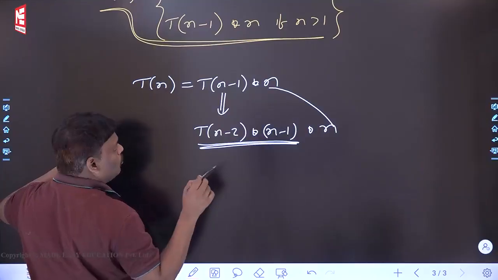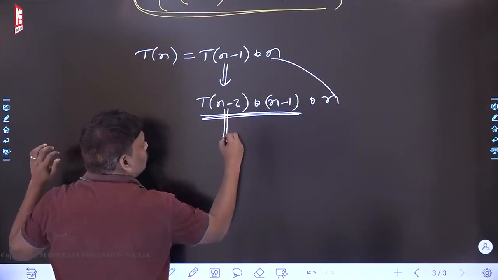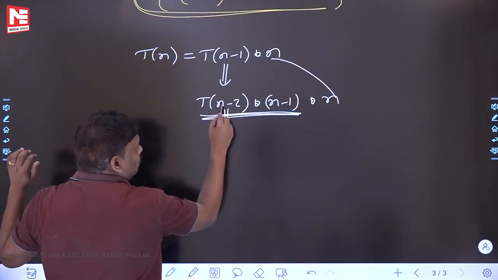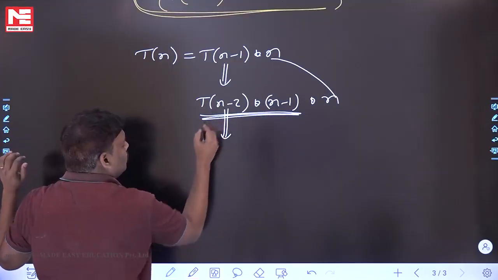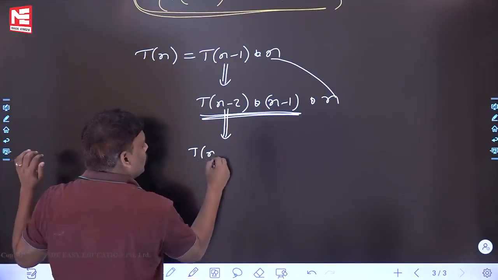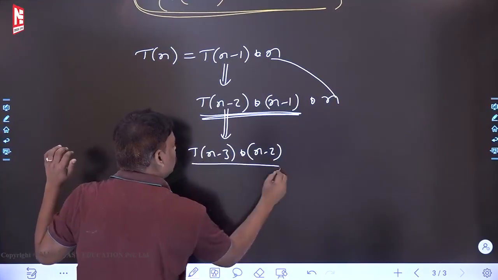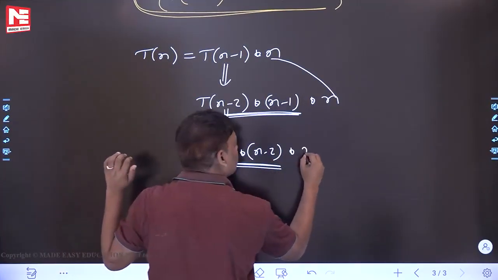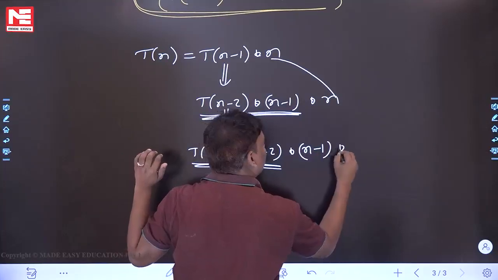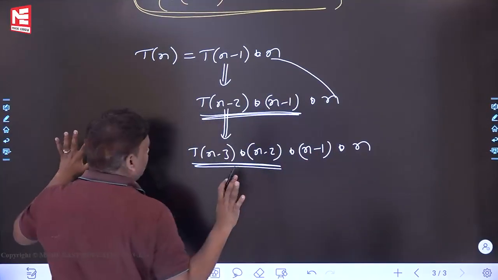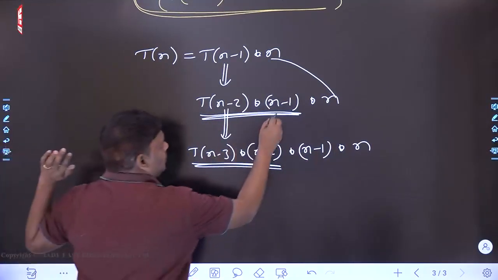If anyone is still troubled, let's see the third one. Third time, recursive function only is your goal. Remaining things as they are will come. Tn minus 2 is equal to Tn minus 3 into n minus 2. This is as it is, into the remaining things as they are, n minus 1 into n. So three times I substituted, and the remaining things are as they are.